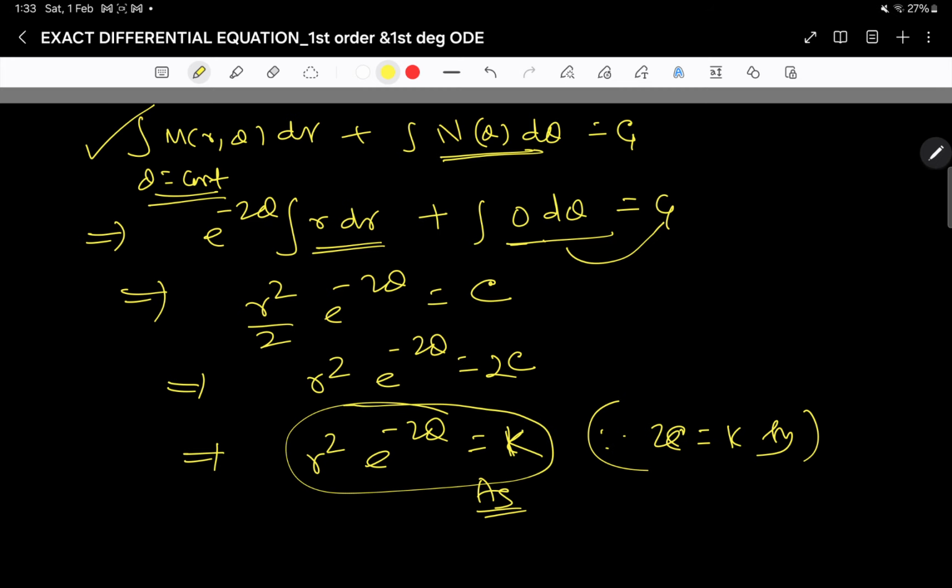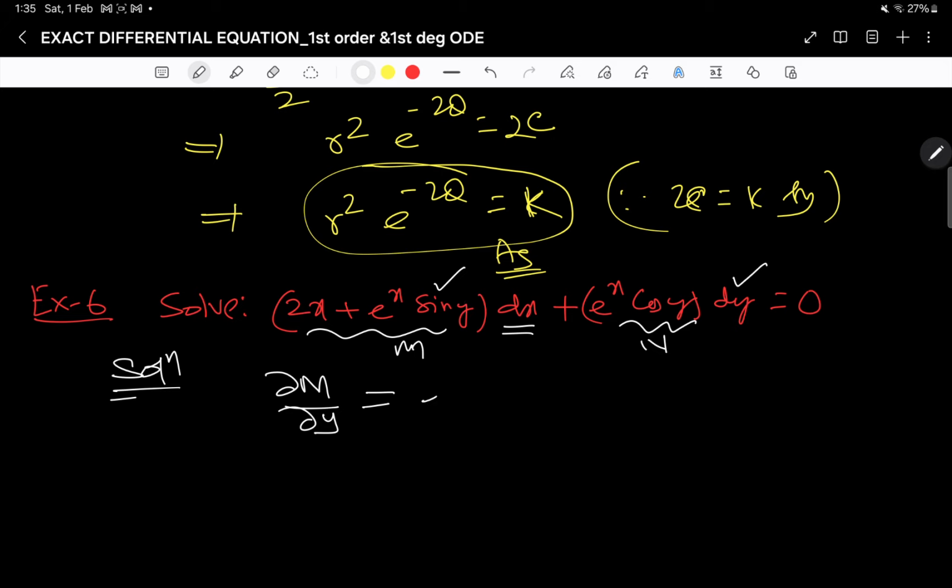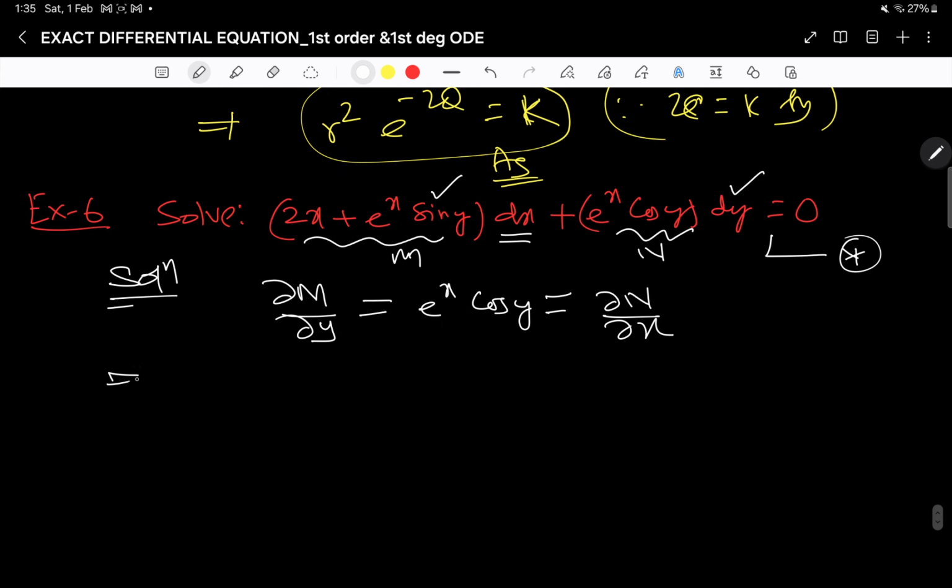So now let us solve one more example. Now coming to the solution of this question, this is my M and this is my N. You try for ∂M/∂y: this is x, so the opposite variable, ∂M/∂y, this is 0, and e^x constant, sin y derivative is cos y, so e^x cos y. And here ∂N/∂x, opposite variable, e^x derivative is e^x cos y, so this is same. So let it be my equation star. So equation star is exact.